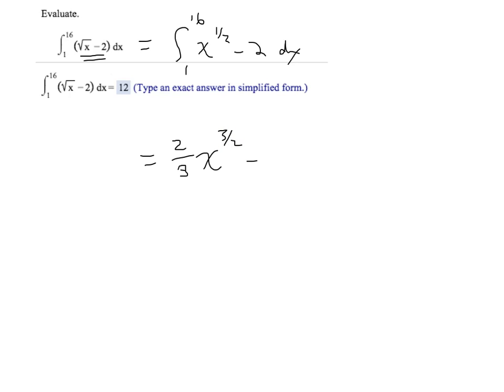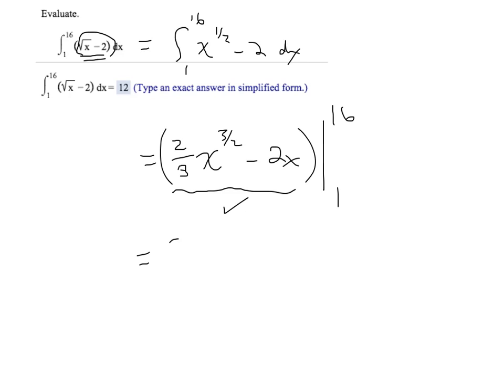And then the antiderivative of 2 is just 2x. So this is our antiderivative. It's very easy to stop at that point and check by taking the derivative and seeing if it really is equal to that thing we started with. But now that we know that it's right, we're going to evaluate that from 1 to 16.